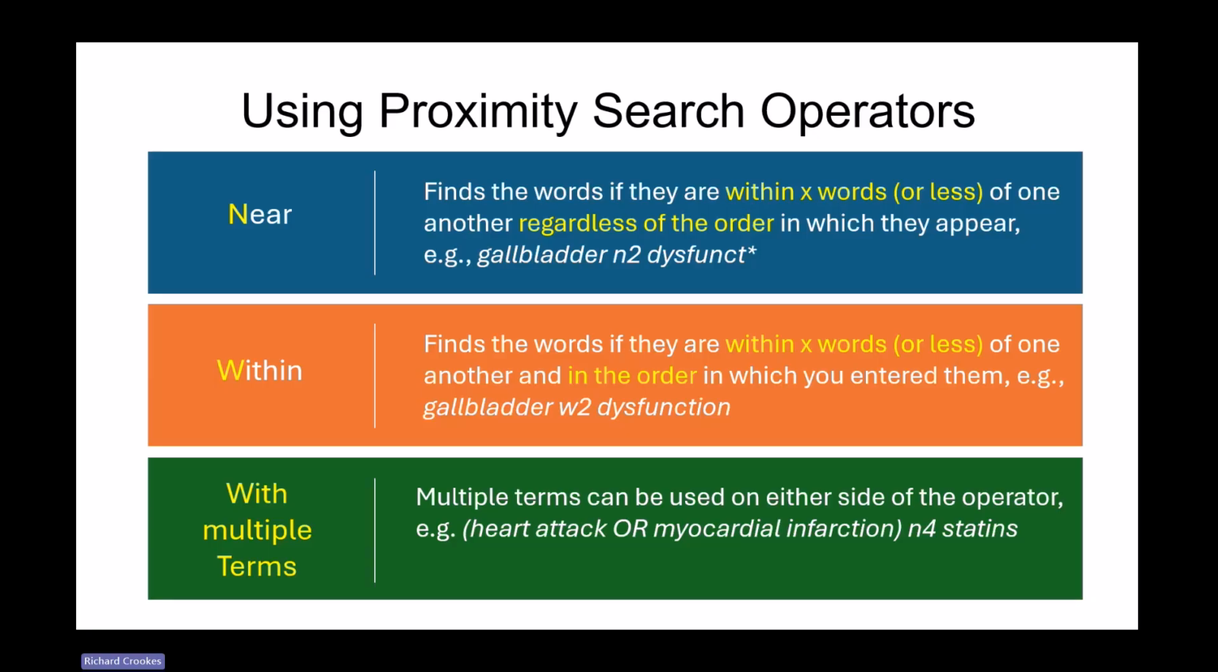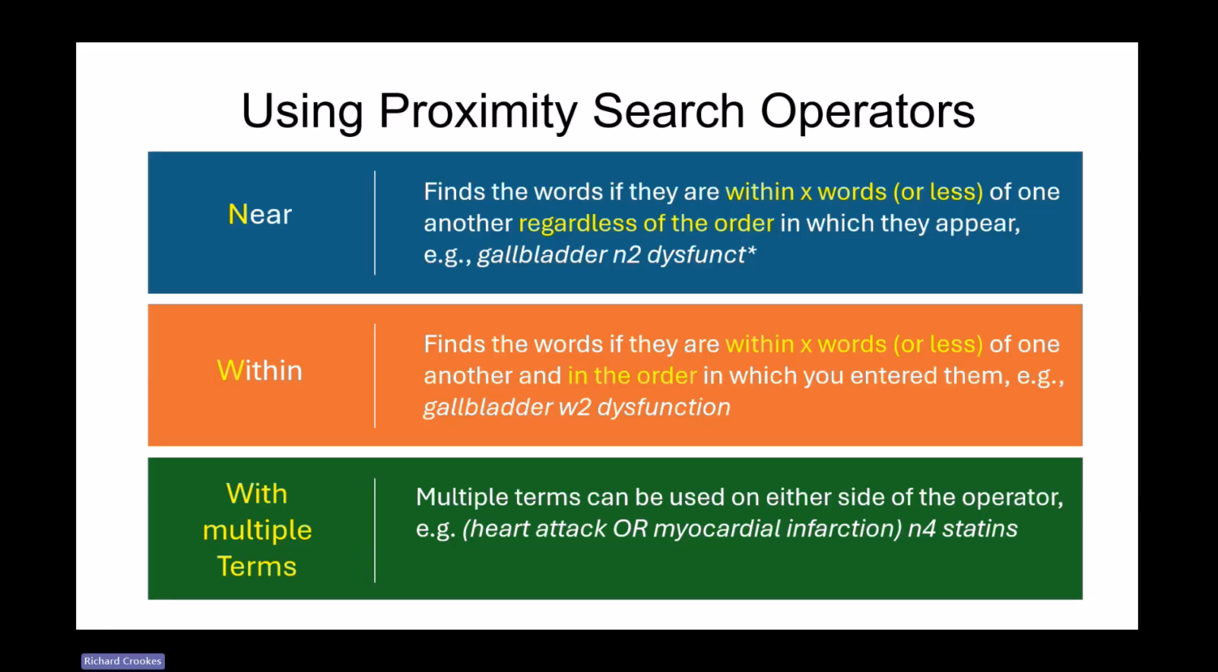So proximity search operators, you may be familiar with ADJ, adjacency. EBSCOhost uses near and within. So there's two. One focuses on the terms as they appear in any order, so near. So it's regardless of the order. So the example there is gallbladder N2 dysfunction. Now, I've truncated dysfunction because this is a good example where you could search for gallbladder dysfunction, or it could be dysfunctional gallbladder. So by using N2, I'm saying I want to retrieve records where gallbladder is near 2 words or less of dysfunction, or dysfunction or dysfunctional is 2 words or less near gallbladder. So it's regardless of the order, essentially.